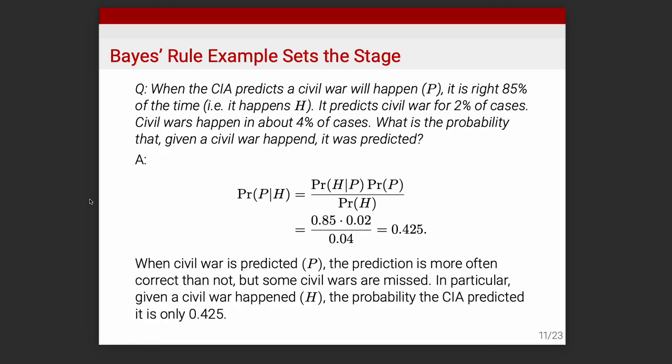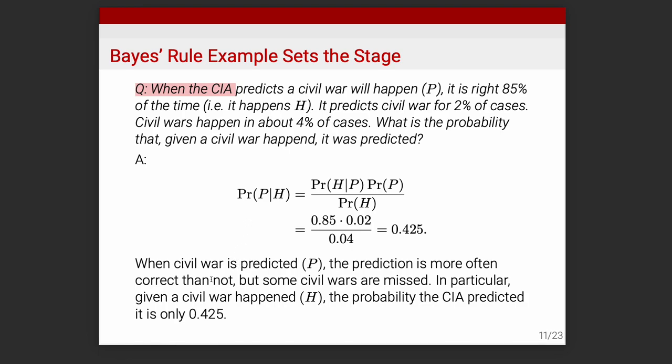And here's the answer that we talked about. The probability that, given a civil war happened, so H has happened, that it was predicted, this probability is only about 0.425. So the intuition is when a civil war is predicted, it's happened more often than not, but it doesn't predict civil war in many cases.